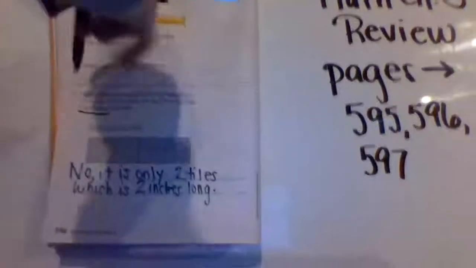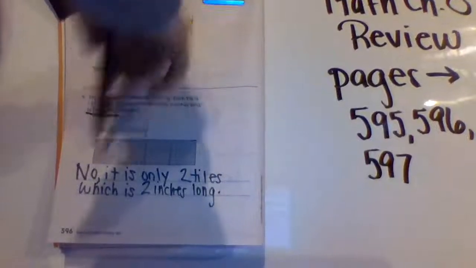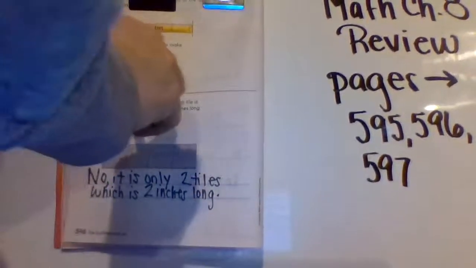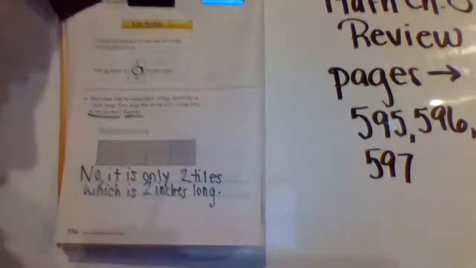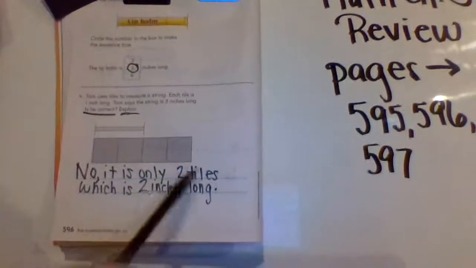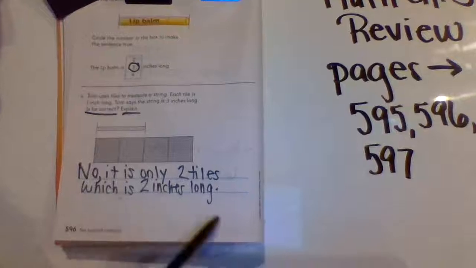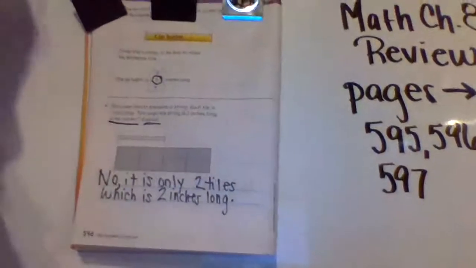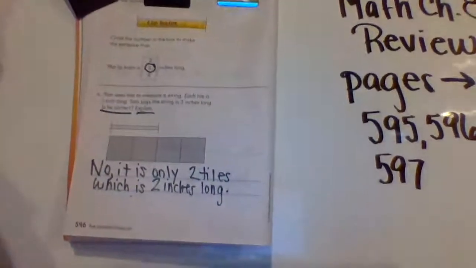Okay, so he is incorrect. We answered that part of the question. Is he correct? No. And then it says to explain. So when you explain, you have to say why you chose that answer. So I chose it because it is only 2 tiles, which is 2 inches long. And he said 3 inches long, so that was incorrect.